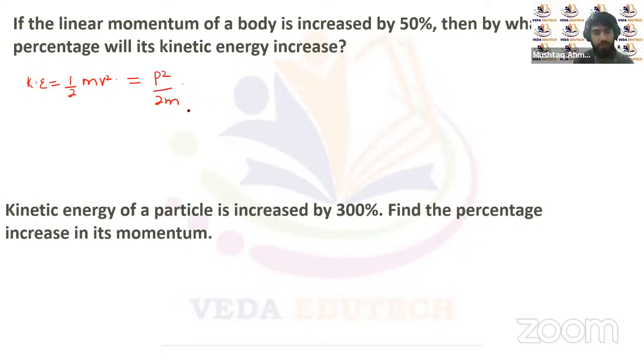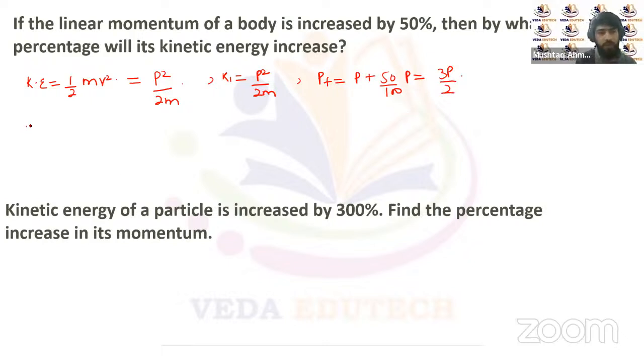So if K1 is the initial kinetic energy, you can write it as P square upon 2m. Now momentum has been increased by 50%. By 50% increase in the momentum, it means that the final momentum has become equal to P plus 50% of the initial value, that's 50 upon 100 multiplied by P. It will be 3P upon 2. This will be the final momentum.